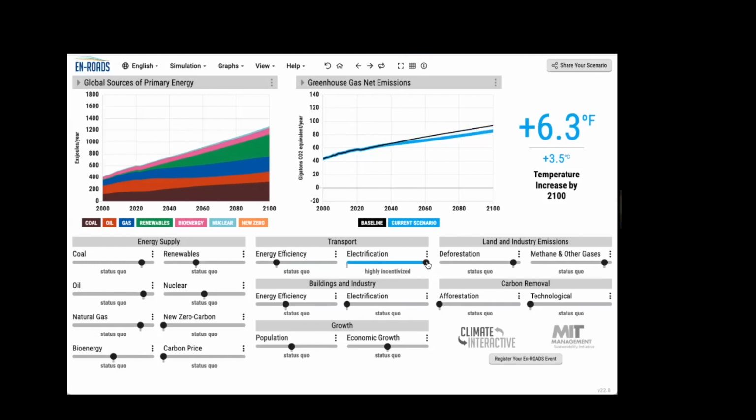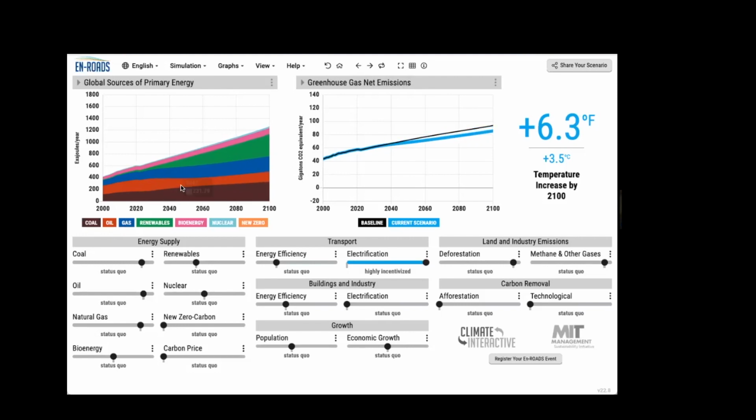So electrification really didn't make a big difference here. It just knocked it down by 0.2 degrees Fahrenheit, which, the first time I thought that was kind of surprising. What's maybe not as obvious here, and this is a nice little feature, is that you see less oil gets used, because this is coal, oil, gas, etc.